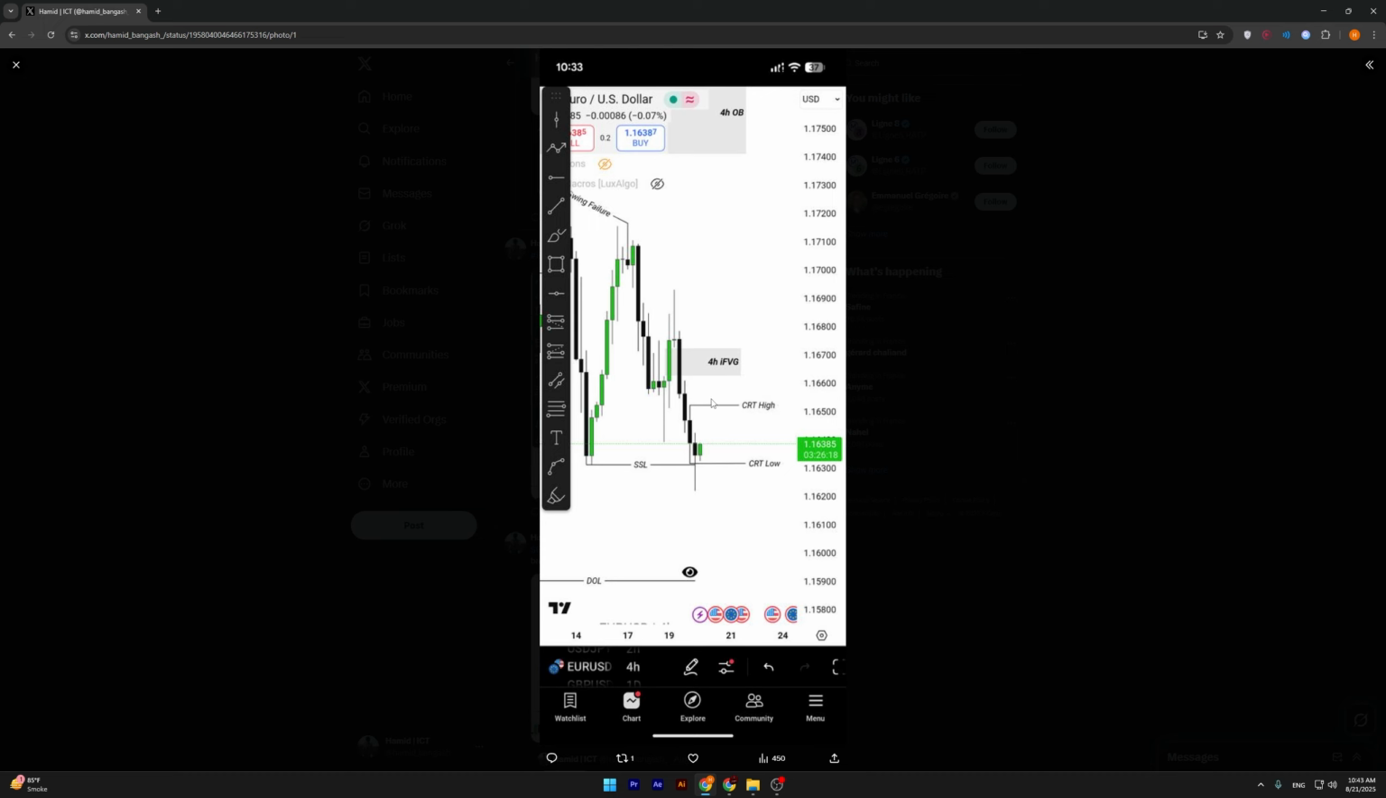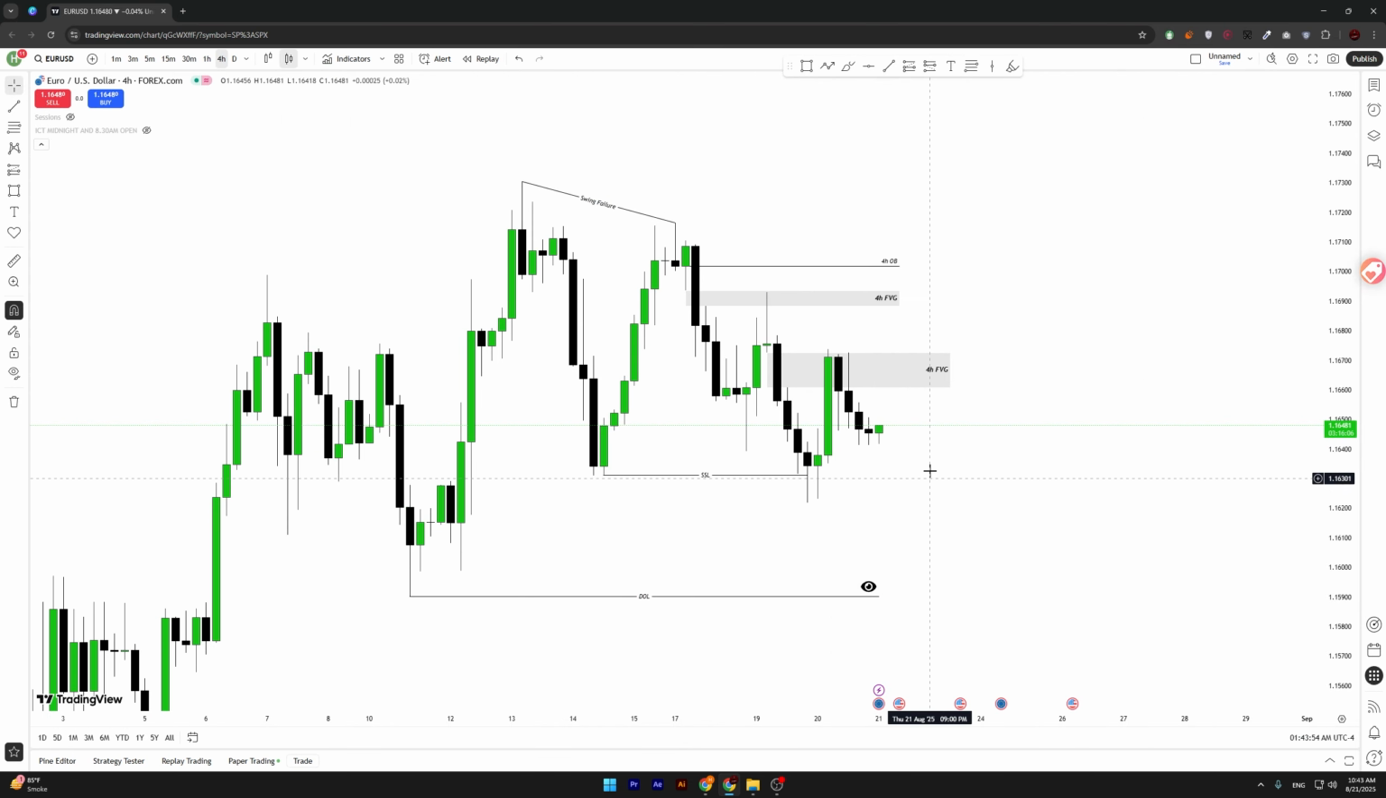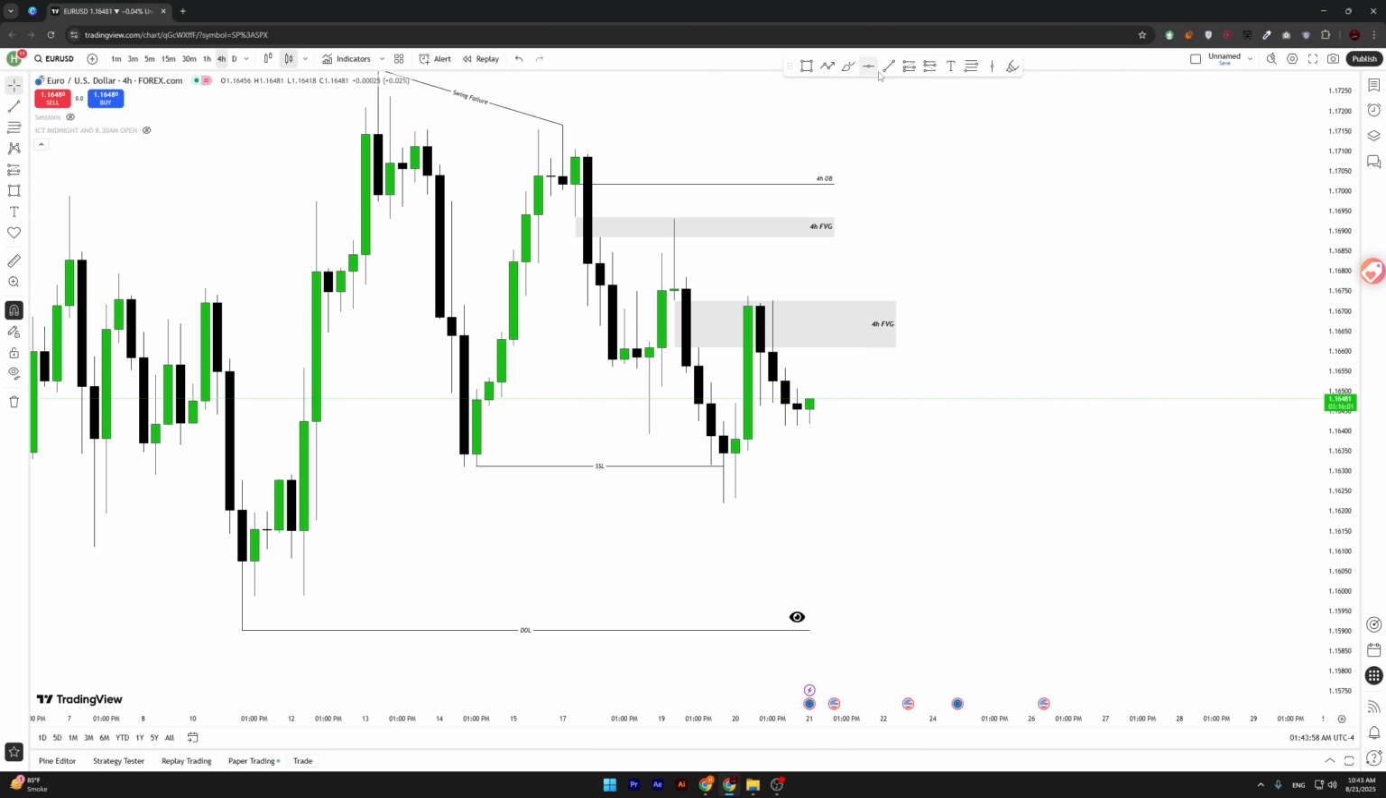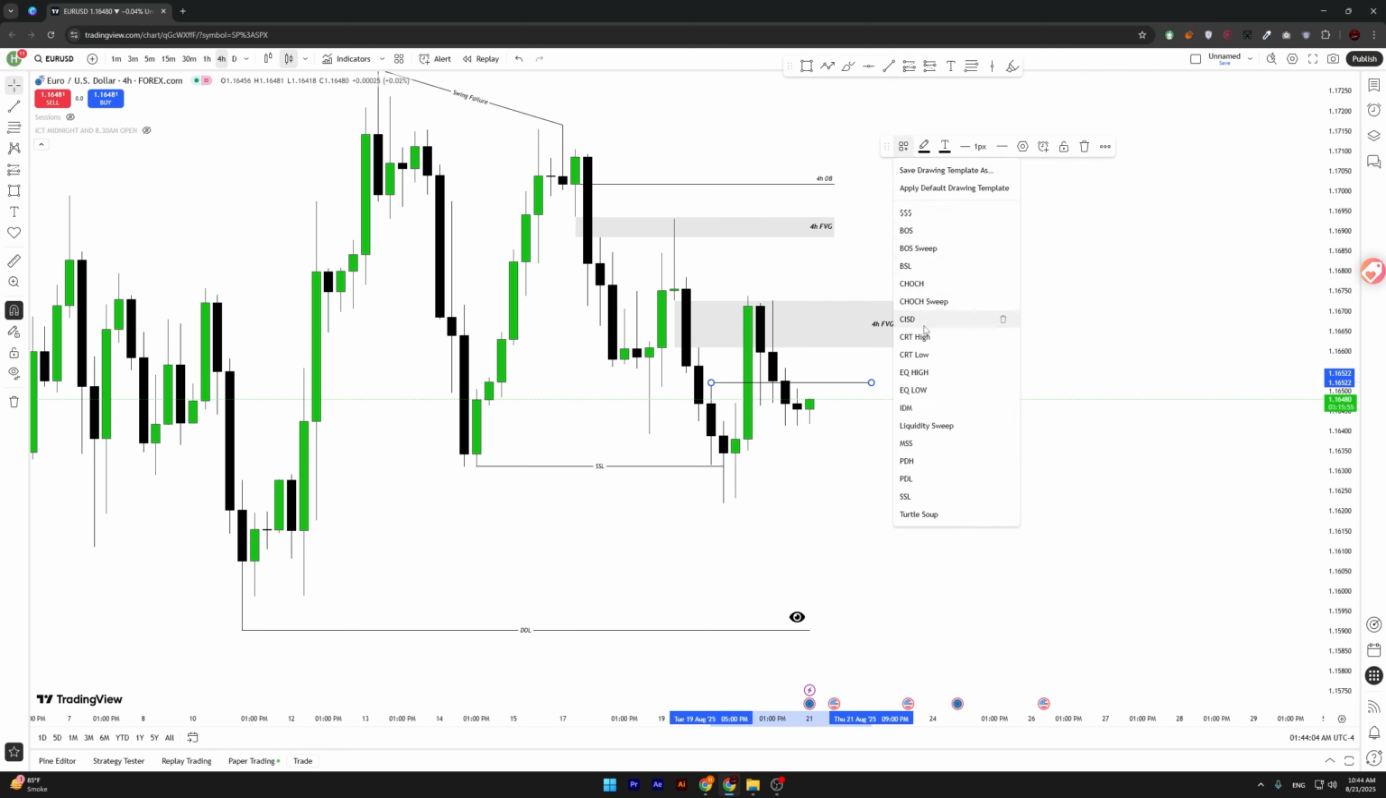So this was my first target and this was my second target, FEG. Sorry, this was IFEG that price violated and it became the IFEG. This was the FEG. Now let's see, this was the trade that I captured. It was about 1:3 RR. This is the candle range high that price printed, and this was the candle range low.